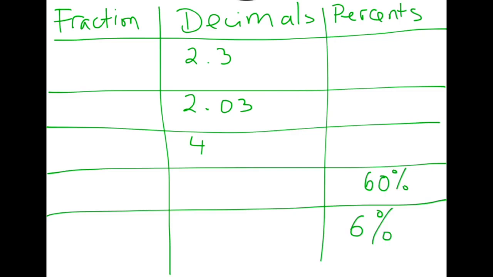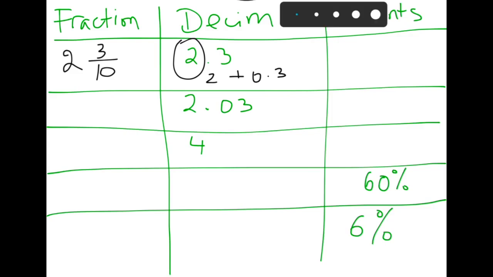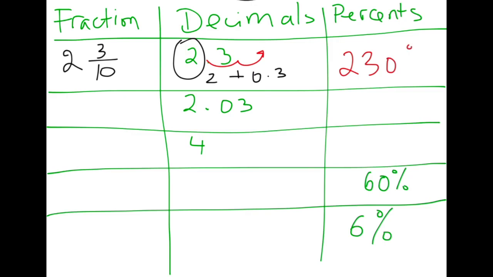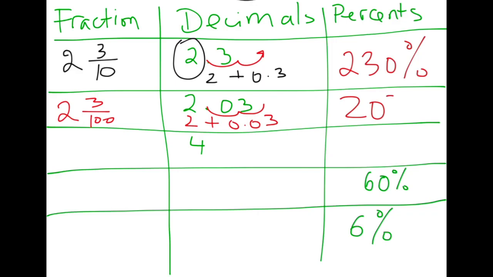How about this one? Now remember, the number before the decimal point is a whole number. So I have 2 here. So basically this here means 2 plus 0.3. So what is 0.3? 3/10. And then of course if I move the decimal point 2 places to the right, I will get 230%. What about the next one? This means 2 plus 0.03. So that's 2 for the whole number, and 0.03 means 3 over 100. So that's the mixed number. And of course, if I move the decimal point 2 places, I have 203%.